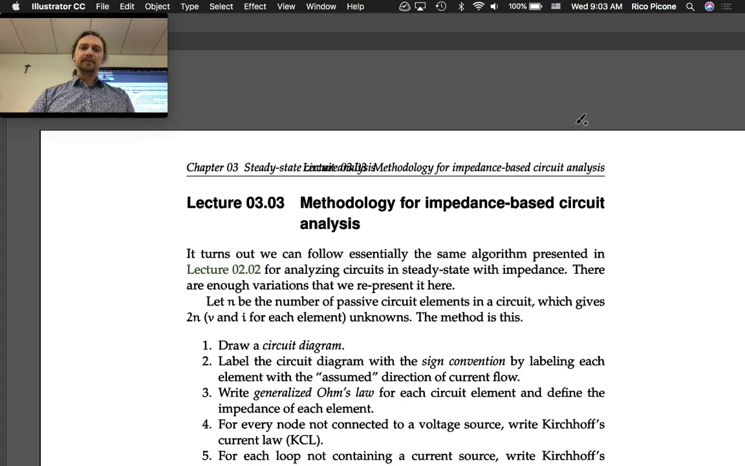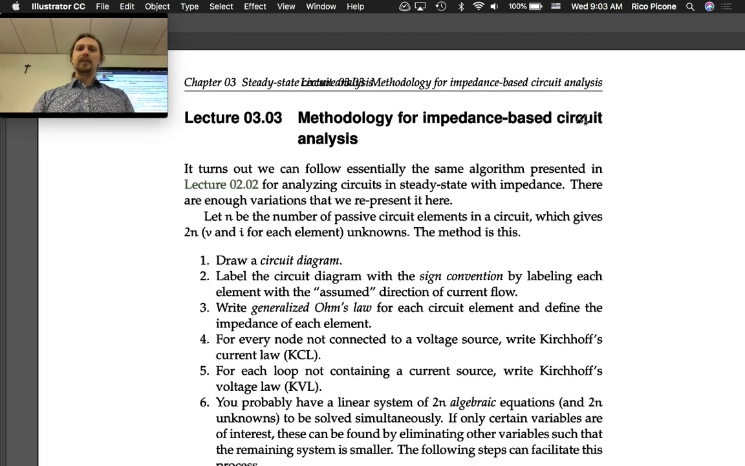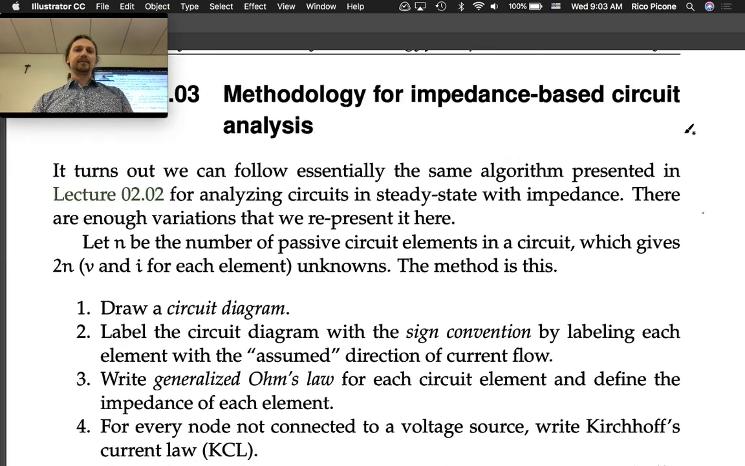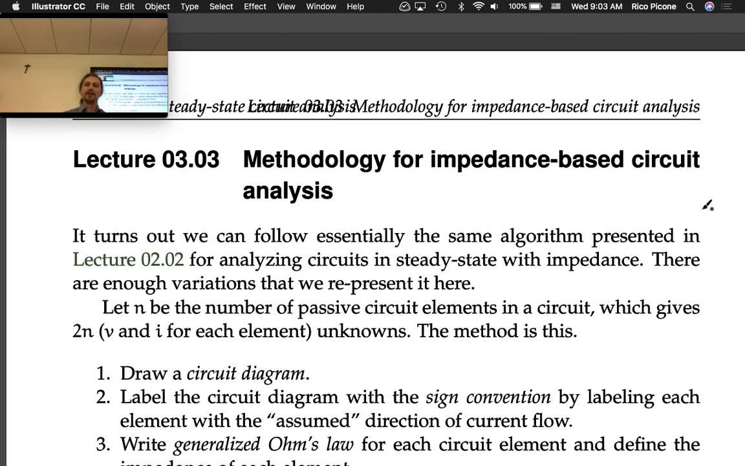Lecture 3.3 today. Methodology for impedance-based circuit analysis. So it turns out we can follow essentially the same algorithm presented in lecture 2.2 for analyzing circuits in steady state with impedance. Remember the method presented in lecture 2.2: going through doing our circuit diagram and our signs, and then our KCL, KVL, our elemental equations, and then we would have to solve a differential equation, right? Do some algebra, do a differential equation.